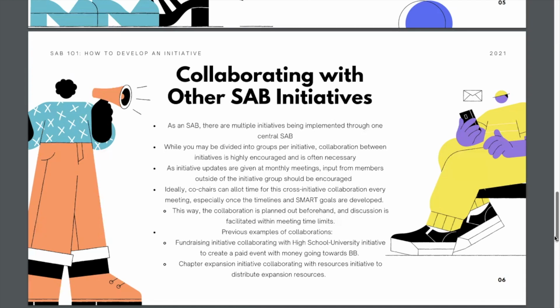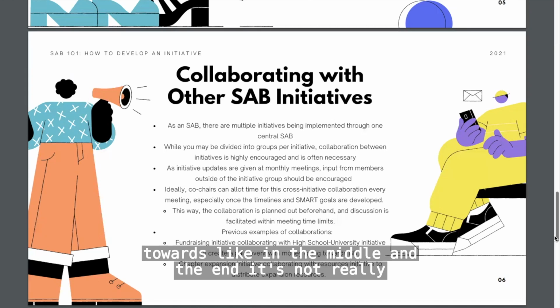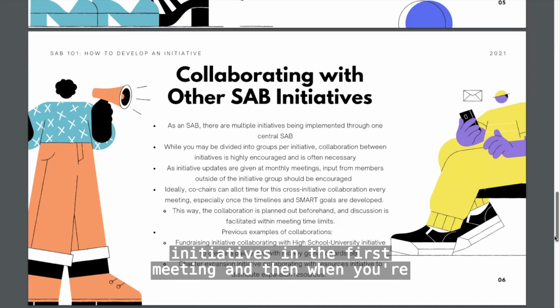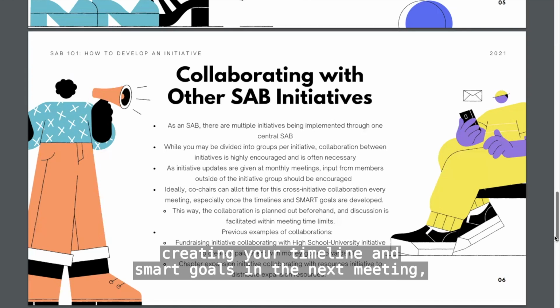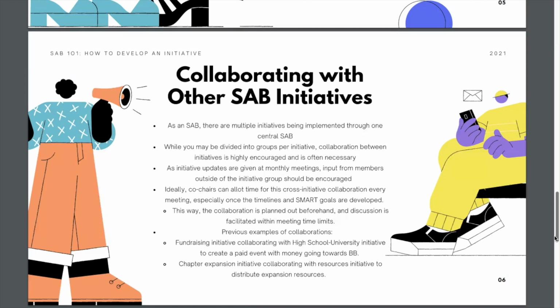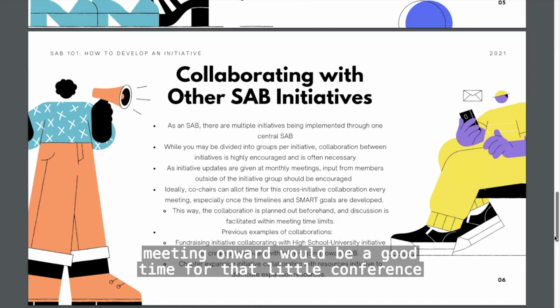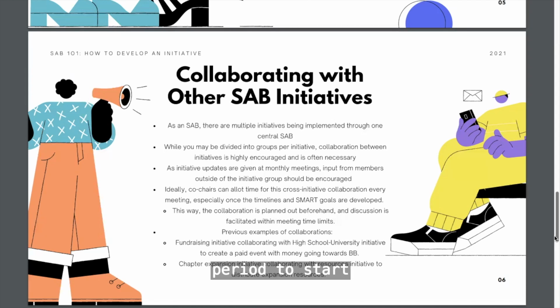This should be done towards the middle and the end. It's not really necessary while everyone is brainstorming initiatives in the first meeting, and then when you're creating your timeline and SMART goals in the next meeting. It's not really necessary then, but I would say the third meeting onward would be a good time for that little conference period to start.